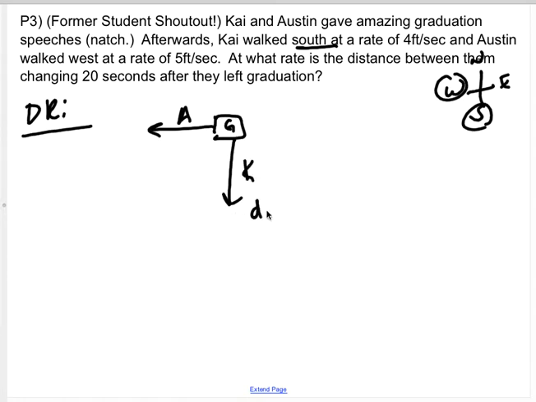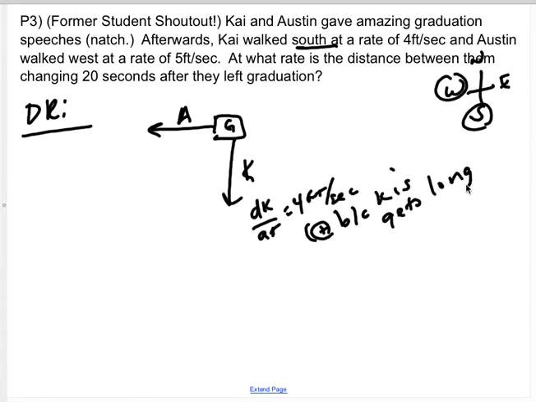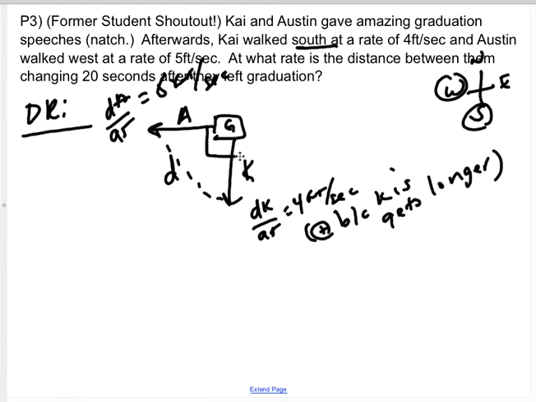I know that Kai is walking at a rate of 4 feet per second. Notice it's positive. It doesn't matter that he's walking down. Positive because K is getting longer, right? The quantity that I labeled K is physically getting bigger. And similarly, dA/dt is also positive. It's a positive 5 feet per second, right? And then the distance between them I'm going to call D. You can assume that south and west make a 90-degree angle.